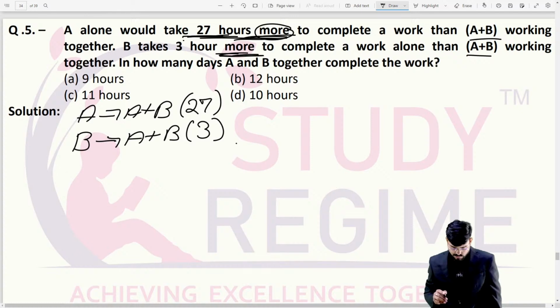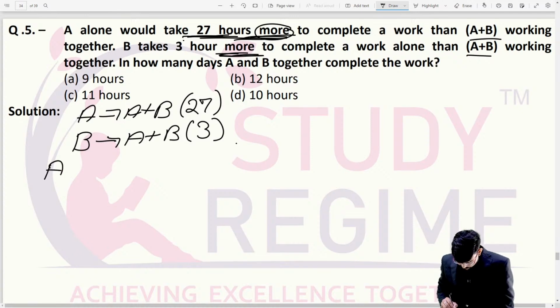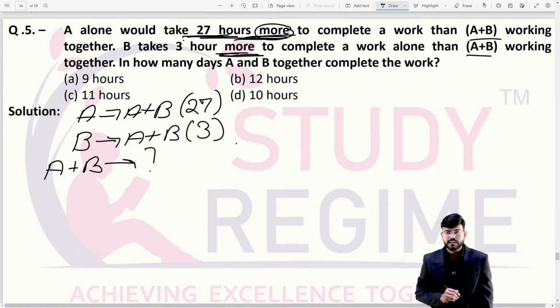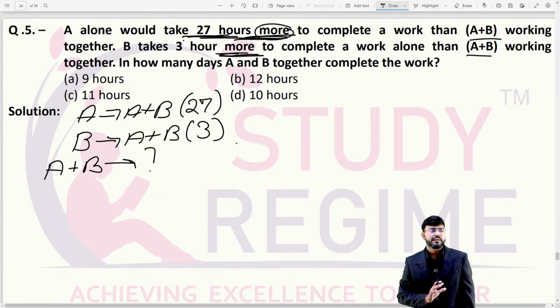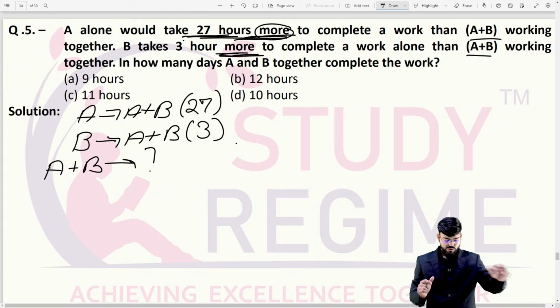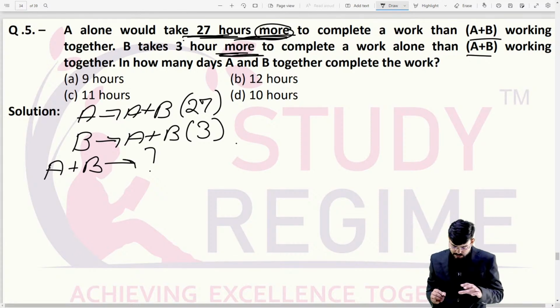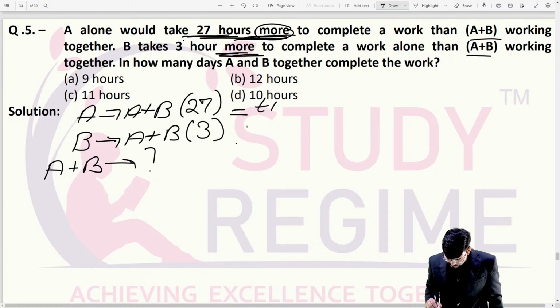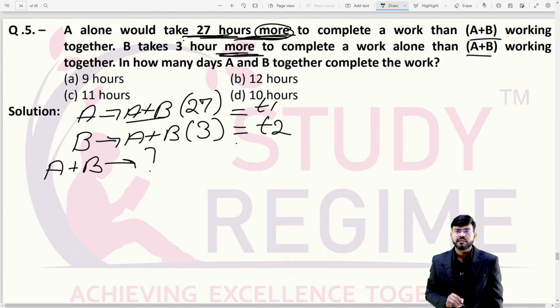Now the question is asking, in how many days will A and B together complete the work? Clear? You don't have to do anything else. You just have to suppose, because here it is more and here it is also more, you just write this as T1 and this as T2. The comparison of A is given with A plus B, and the comparison of B is also given with A plus B.